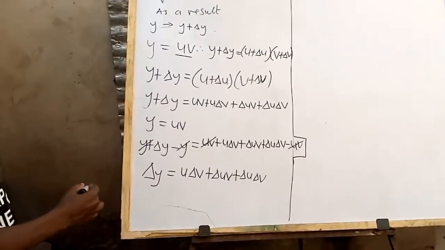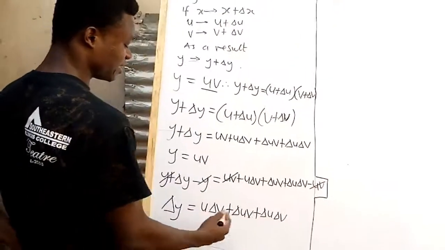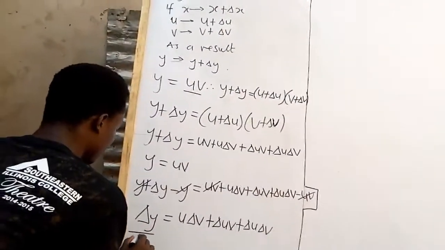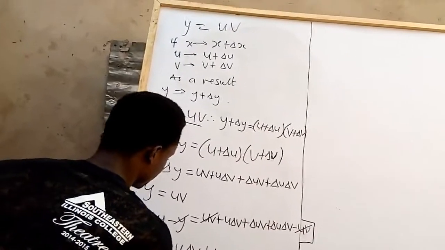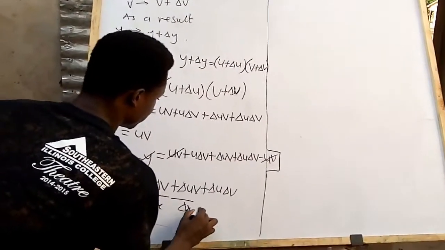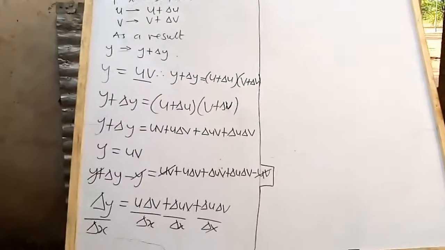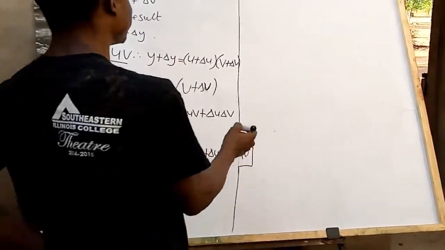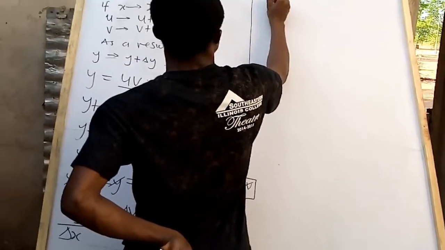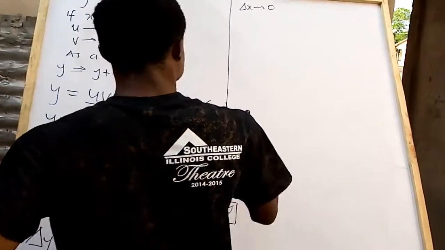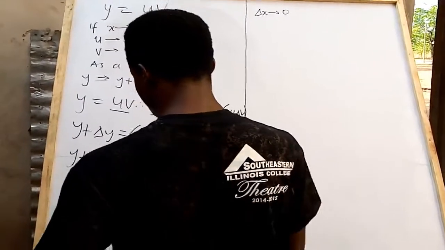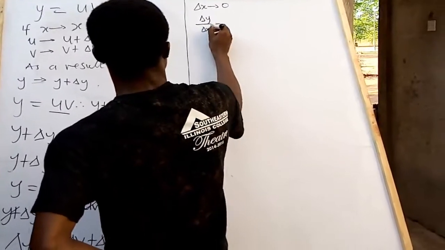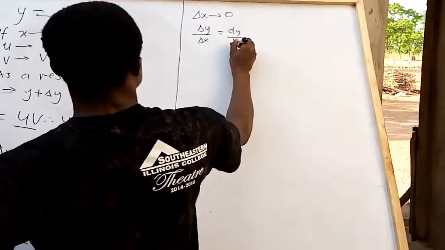Okay, so all that we need to do here is divide both sides of this equation by change in x. So divide this one by small increment in x, this by small increment in x, this by small increment in x, and this one by small increment in x. So at this point, we say that as change in x approaches 0, my change in y over change in x now maps to dy over dx.